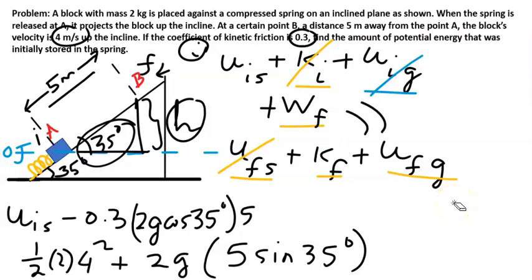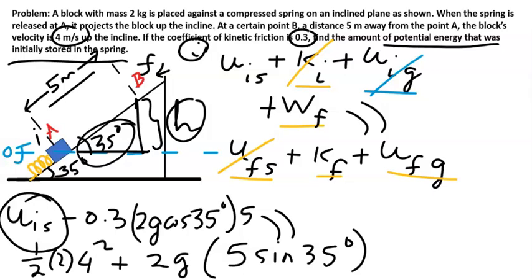So equating these two sides, we can solve for the remaining unknown, which is the amount of potential energy that was initially stored in the spring. And solving for it, you get 96.4 joules. That solves the problem.